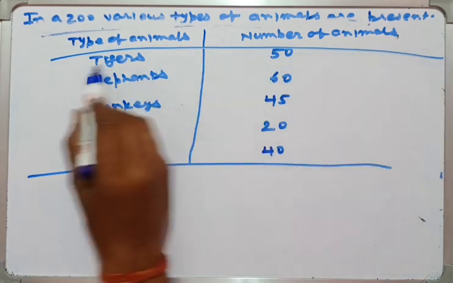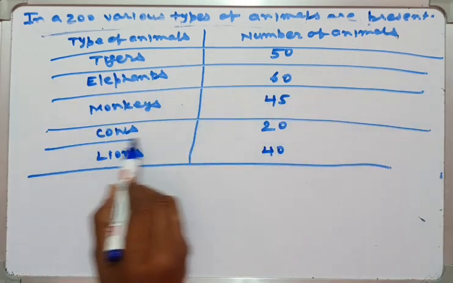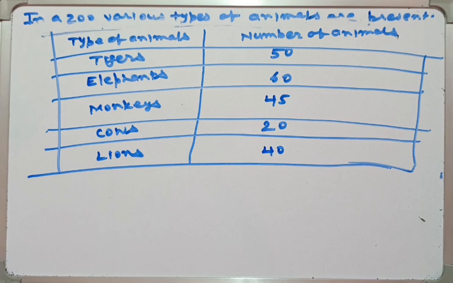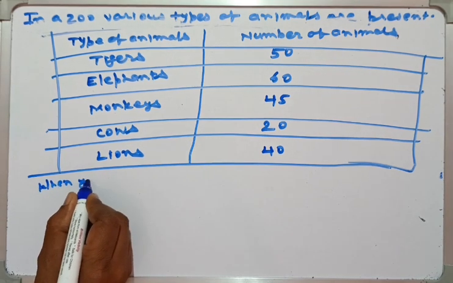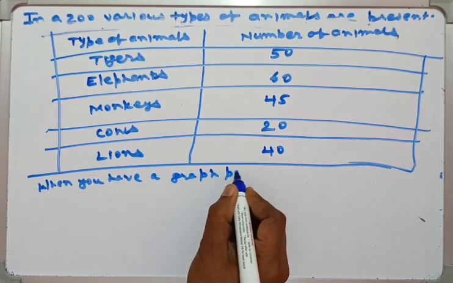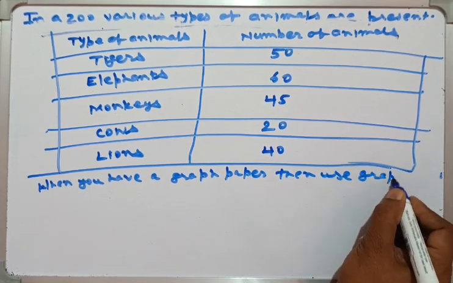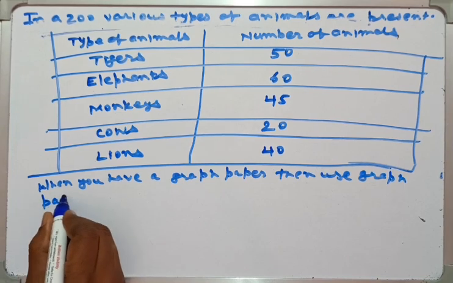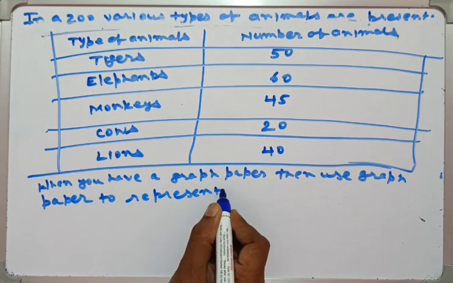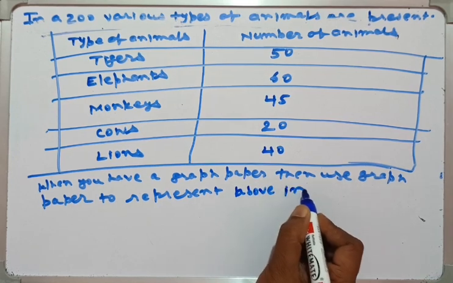Okay guys, so you have to construct like this one. We are making a table here. So this one is a table. Guys, when you have graph paper, then use graph paper to represent the above information.